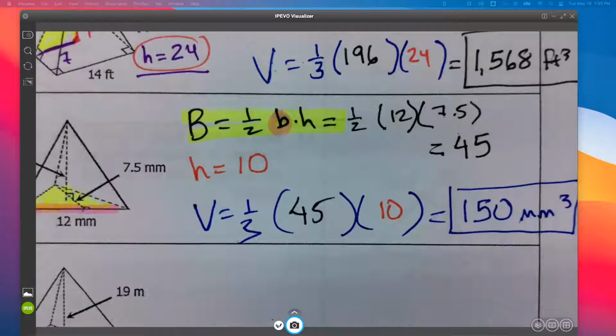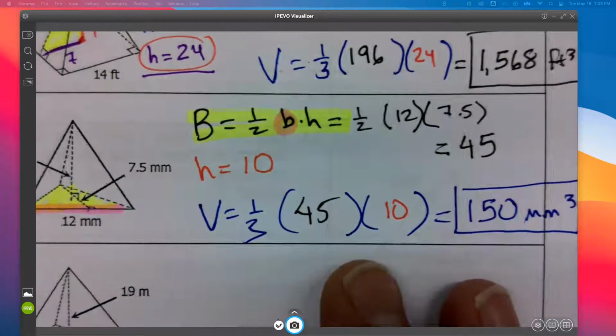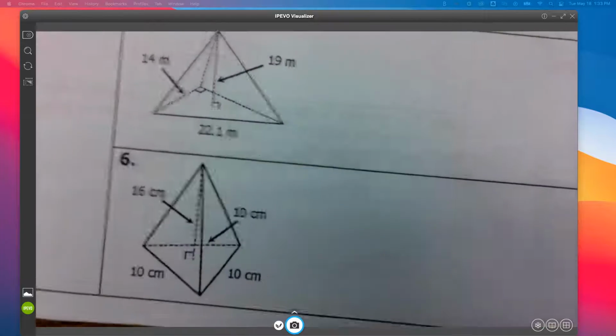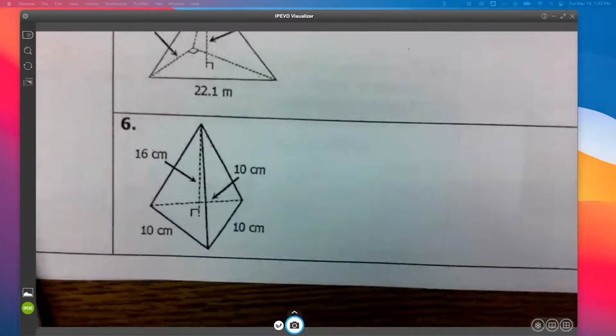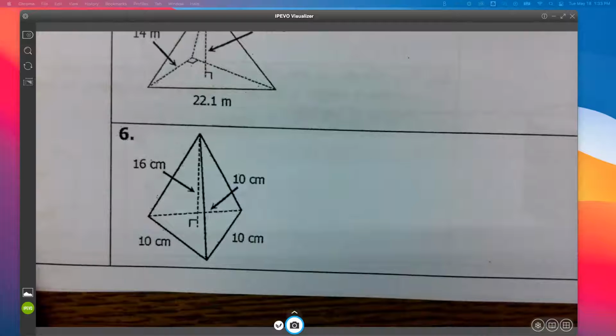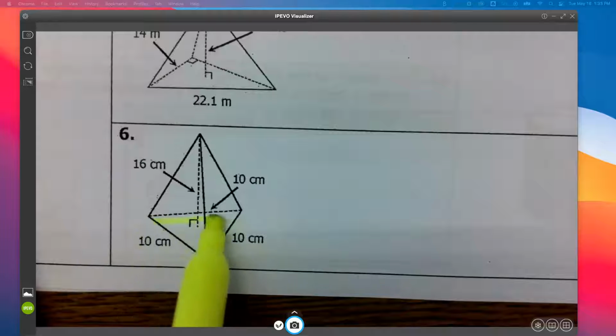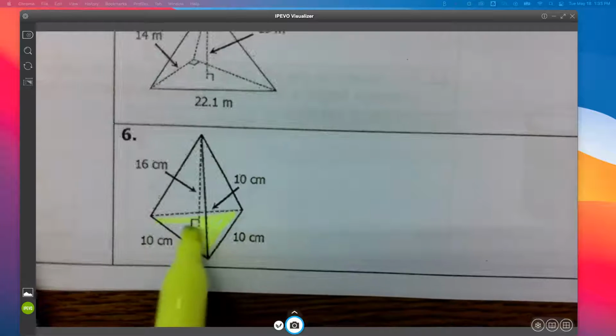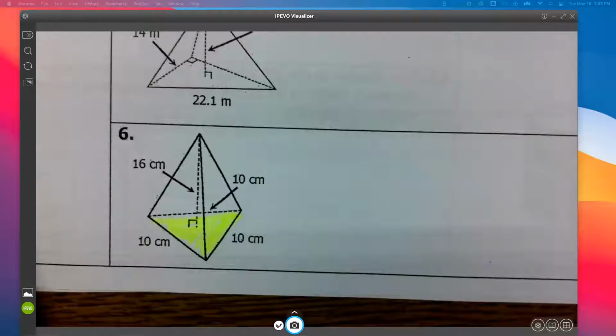Now, if we look down to number 6, what do we notice? Again, we're going to be challenged with finding the area of the base. I hate to repeat myself, but it's all about the base.